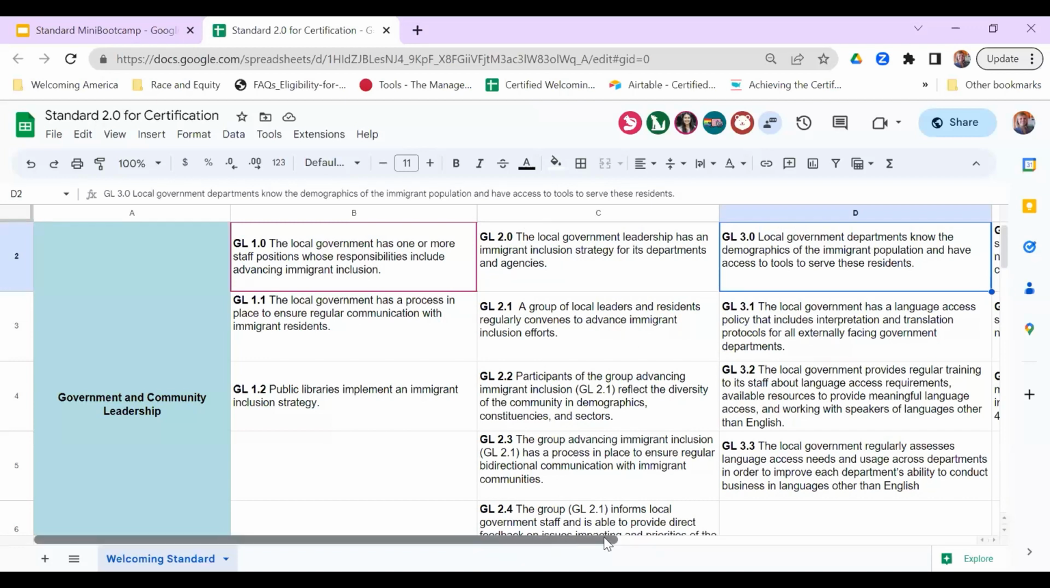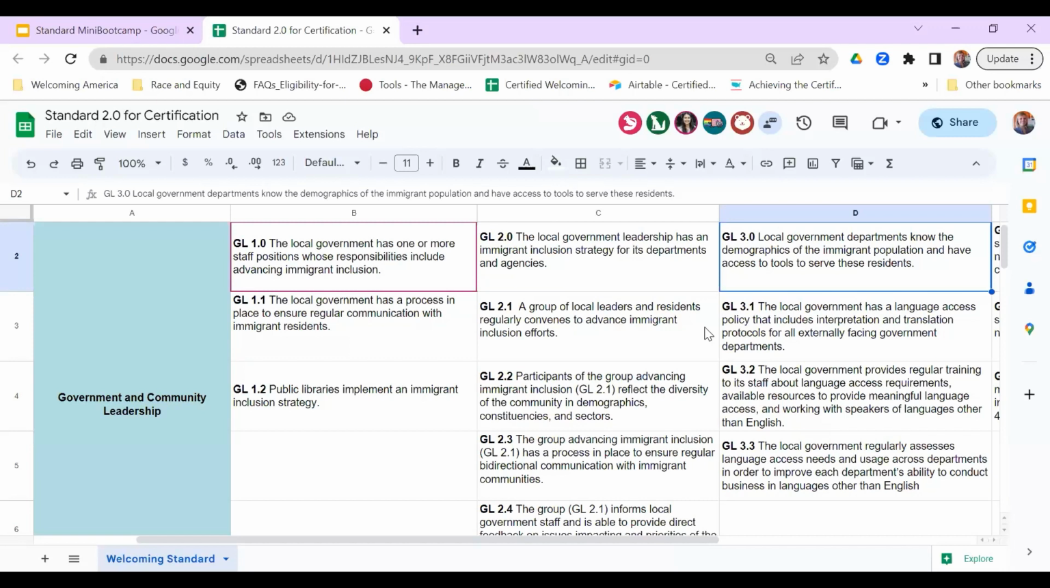Hey, 3-star. This is a big lift. I think government leadership might have a big lift in every single star designation, but they're the ones carrying the certification. So language access is really the big lift here throughout all of 3-star.